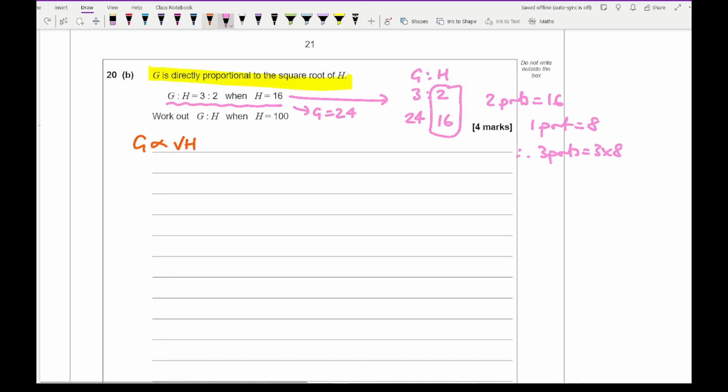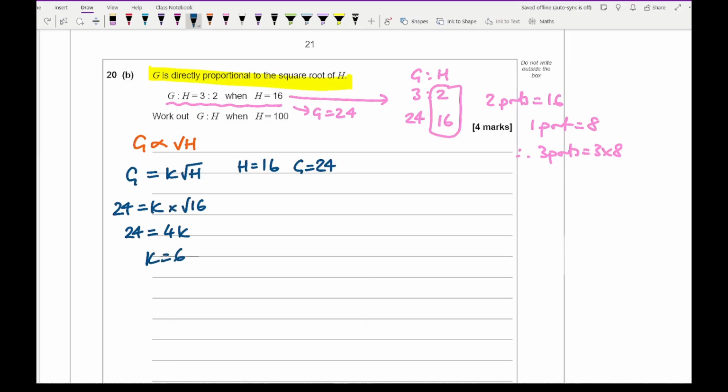So then from this we can work out the value. G is equal to K root H. Then using the numbers of H equals 16 and G equals 24, we can work out what K is. So 24 equals K multiplied by the square root of 16, which is 4. So 24 equals 4K. So K equals 6. So then the formula is G equals 6 the square root of H.